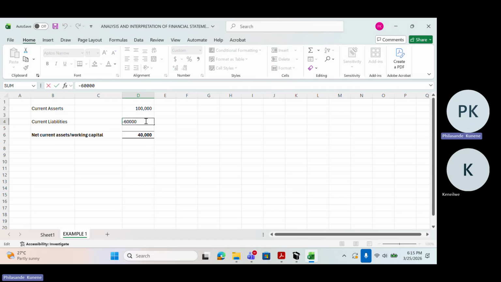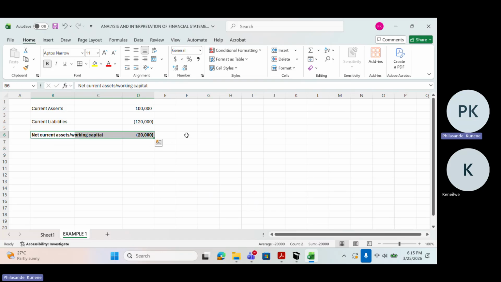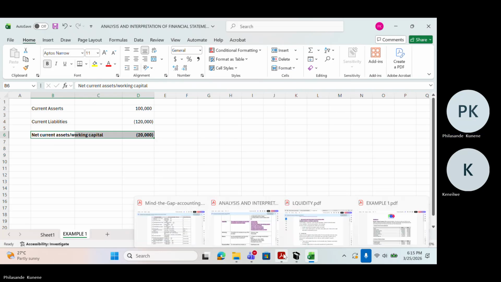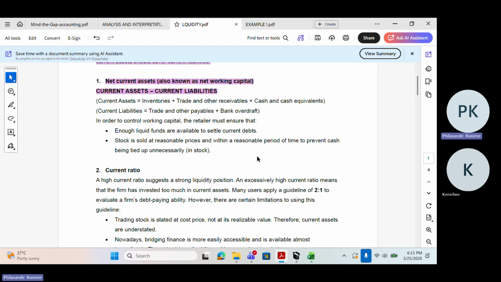But as soon as we have 120 here, this company is not in a good liquidity position. The company is actually insolvent. That's what it means here. It cannot meet its short-term cash requirements.